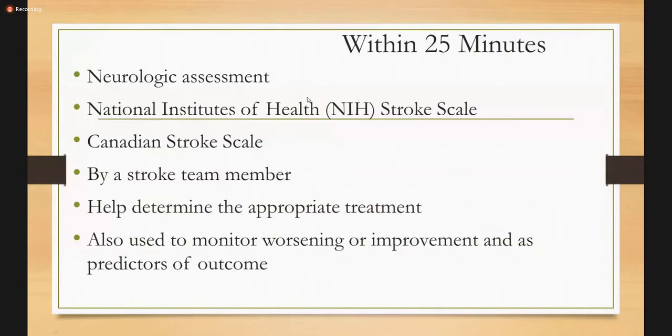Within 25 minutes, you have to go for the neurological assessment. According to the NIH Stroke Scale, which is one of the scales for stroke, or the Glasgow stroke scale, whichever you perform, it helps to determine the stroke severity and the appropriate treatment. It is also used to monitor worsening or improvement and as a predictor of the outcome.